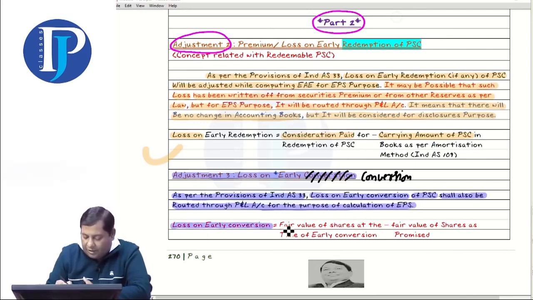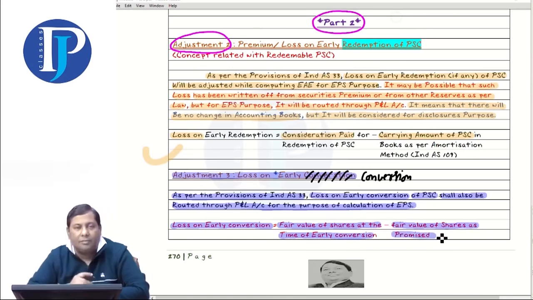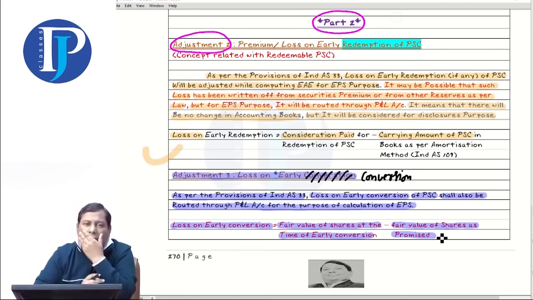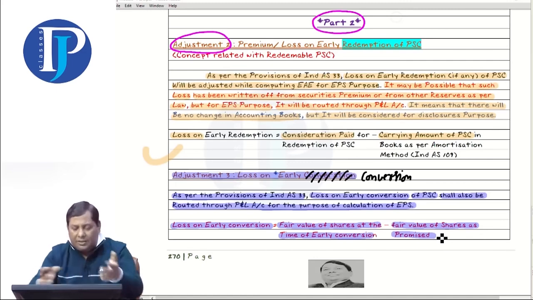So now how will we calculate loss on early conversion? Fair value of shares at the time of conversion minus fair value of shares as promised. The company believes that the fair value of the shares is increasing, so we should convert it before its conversion time. If we wait till the promised date, then the share of the company would have appreciated more than needed. Company could suffer loss. Early redemption is done at today's fair value. That's also more. A little loss occurred due to that. So you can put it in P&L.